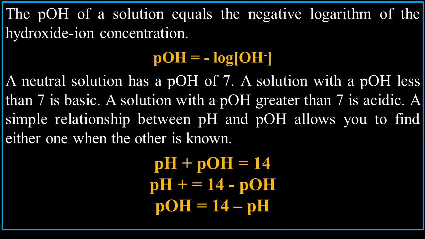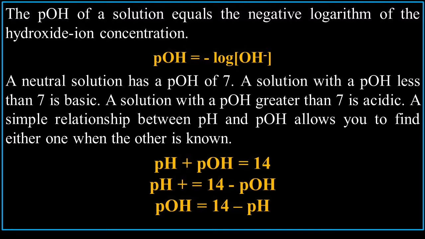Blood is basic. The pOH of a solution equals the negative logarithm of the hydroxide ion concentration. The formula is listed there. A neutral solution has a pOH of 7. A solution with a pOH less than 7 is basic. A solution with a pOH greater than 7 is acidic.